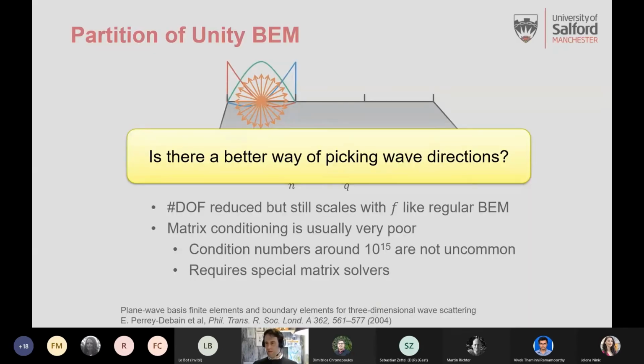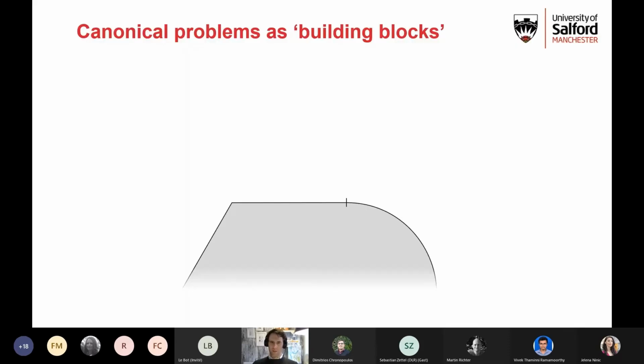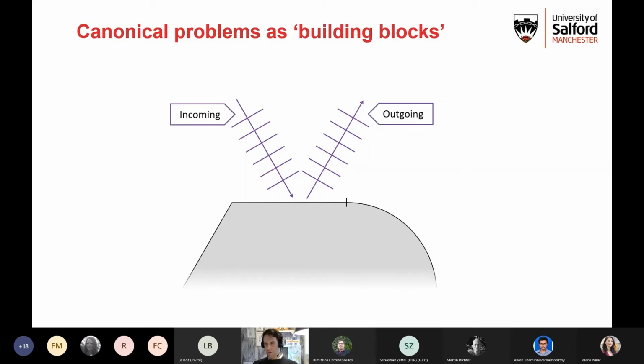So is there a better way of picking wave directions that makes this all work a bit better? I'm coming back to ray tracing. I kind of have this idea of using canonical problems as building blocks, because if you think of a ray reflection off a boundary, it's rather like a plane wave reflecting off a flat surface. We just didn't think about the fact that the surface was finite. And here what we see is we have incoming and outgoing terms, and that's going to be important in a minute.